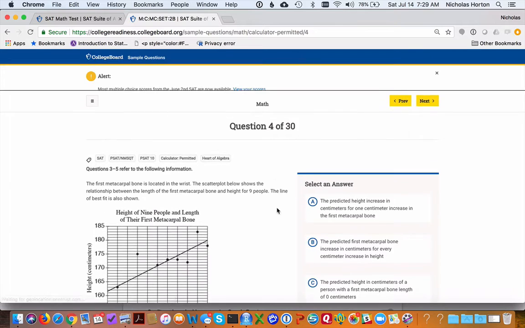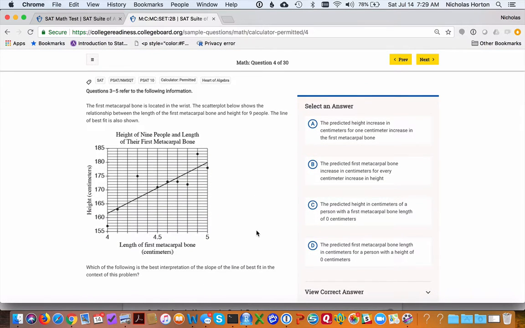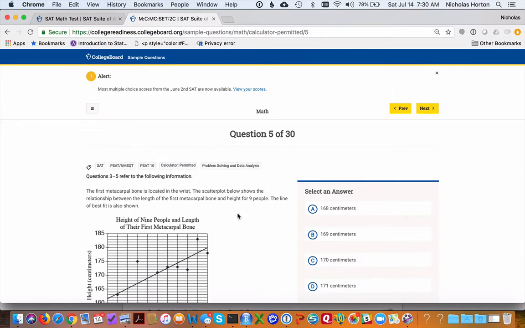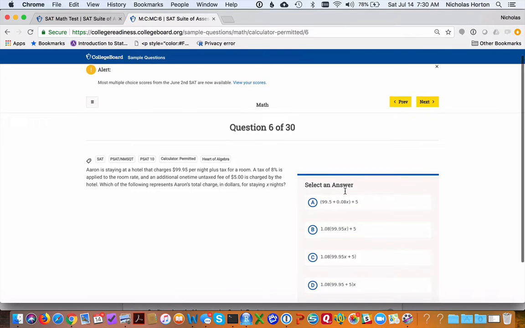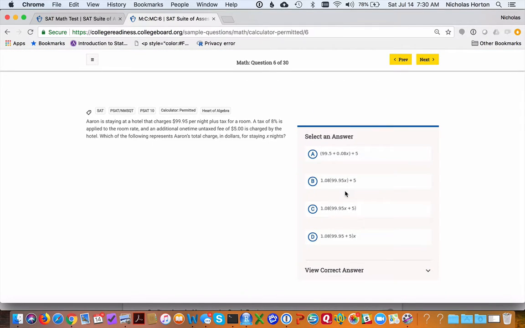This problem continues with 2 other problems. This one asks for the best interpretation of the slope of the line of best fit. And the third part, all using the same figure, is based on the line of best fit. What's the predicted height for someone with a first metacarpal bone with a length of 4.45 centimeters? If we continue on through these other questions, there's one that's not marked as data analysis, but is an equation of a line. Talking about a hotel, there's both fixed costs and costs that scale with the length of the visit.